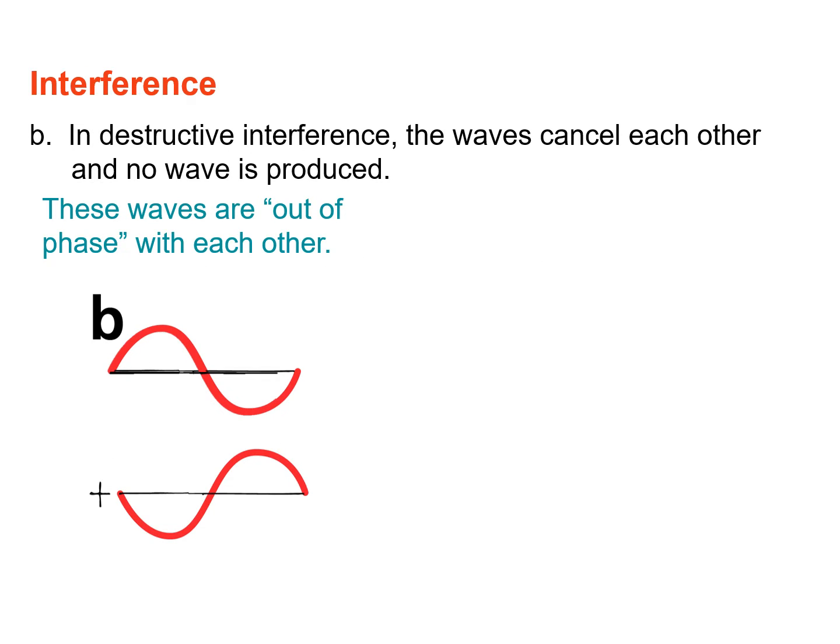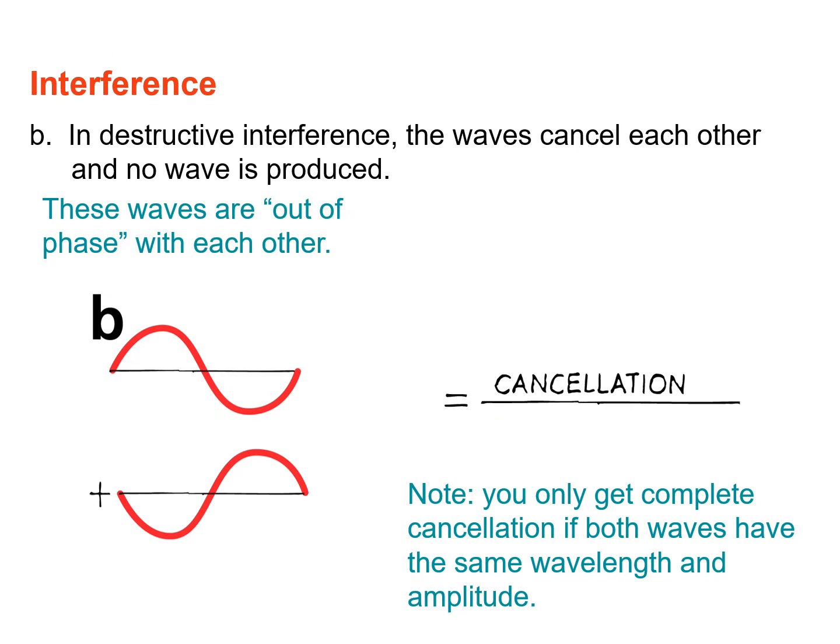Here's a depiction of two waves that are said to be out of phase. As one is rising, the other is falling. So a crest will overlap with a trough if we bring these two waves together. And what you'll get is no wave at all. The wave can completely disappear while the waves are out of phase with each other. This is called destructive interference.